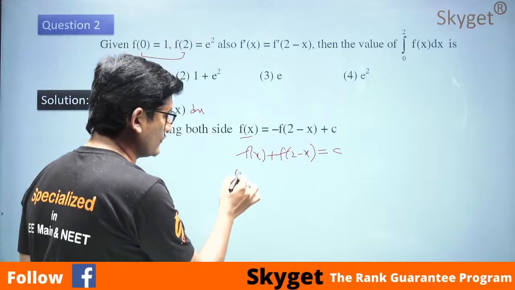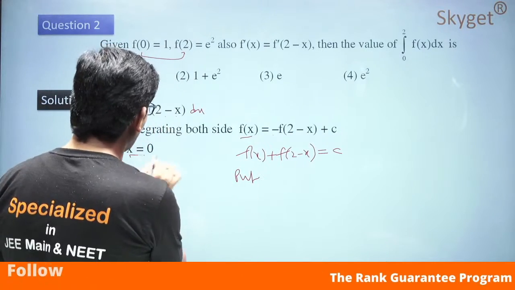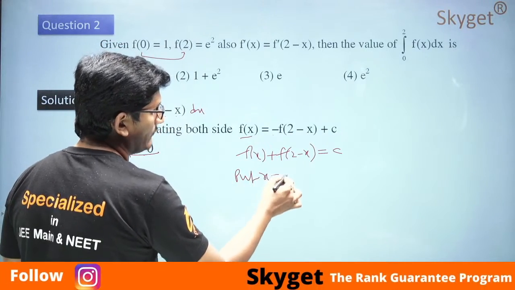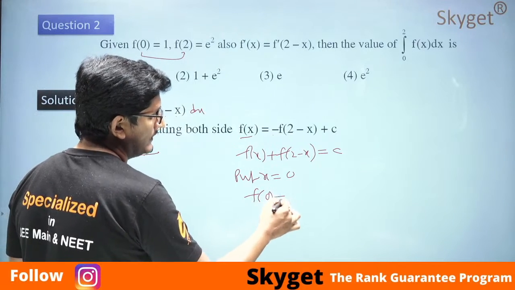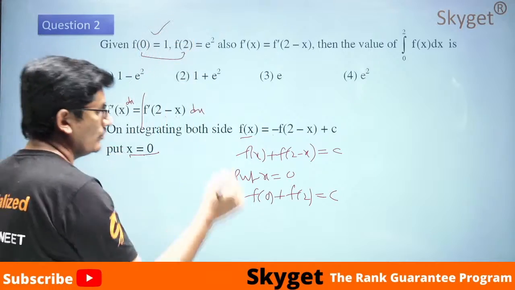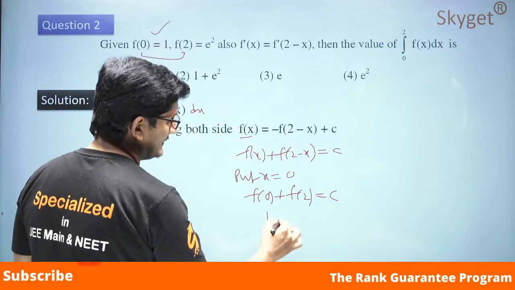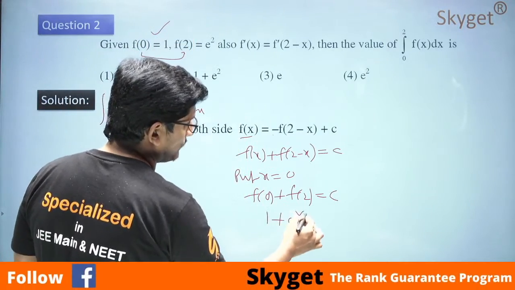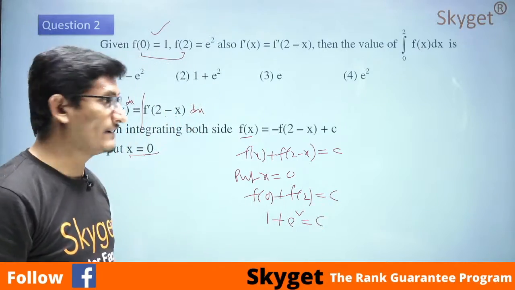So we have 0 and 2 as values here, students. So put x is equal to 0. Okay, so see what happened here. f of 0 plus f of 2 is equal to c. f of 0 value already we know, that value 1, plus f of 2 value e square. So 1 plus e square is equal to c.